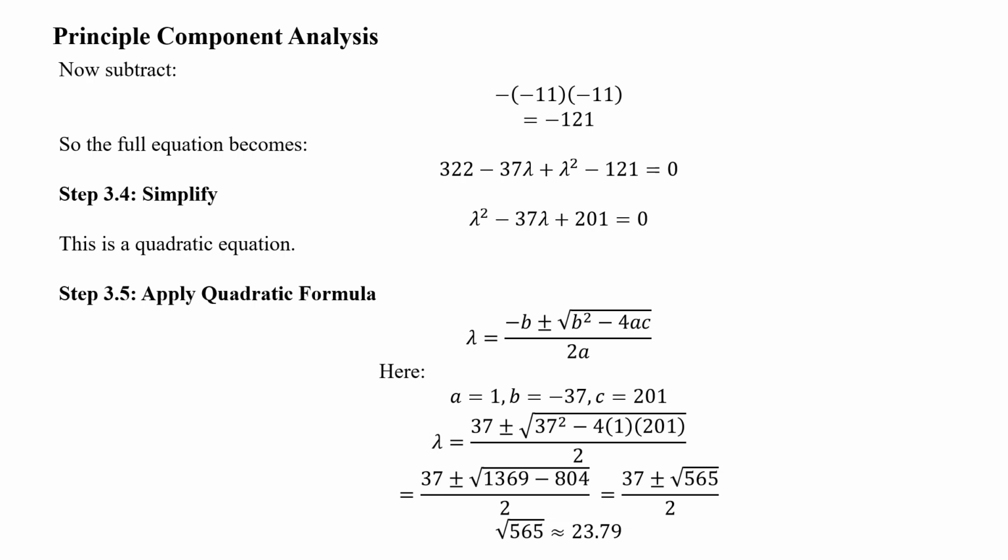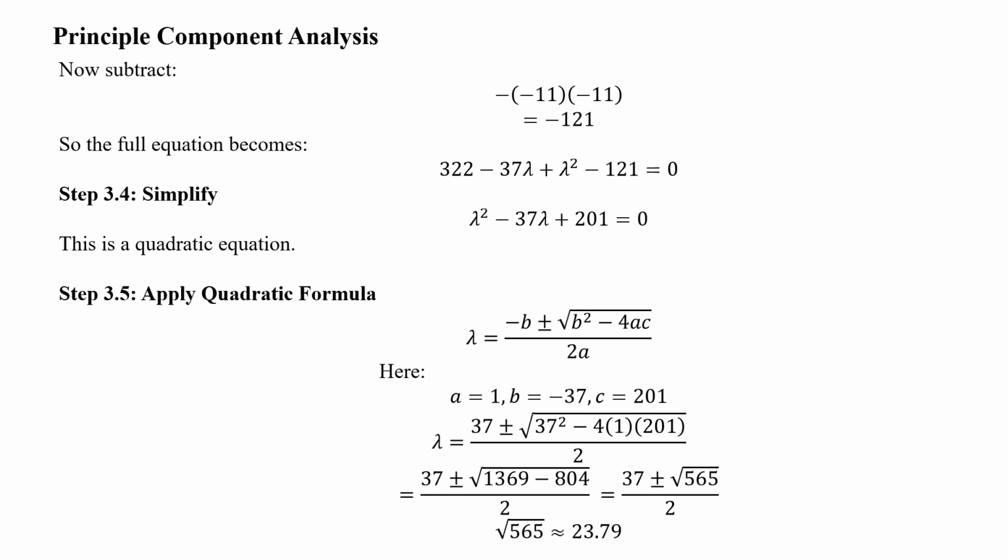Step 3.4. Simplify. Combine like terms. 322 minus 121 equals 201. So the equation becomes lambda squared minus 37 lambda plus 201 equals 0. This is a quadratic equation. Step 3.5. Apply the quadratic formula.